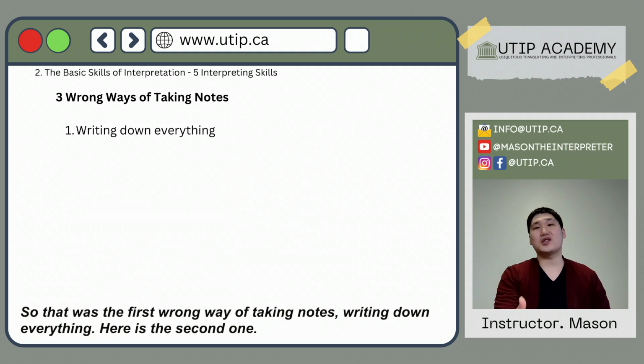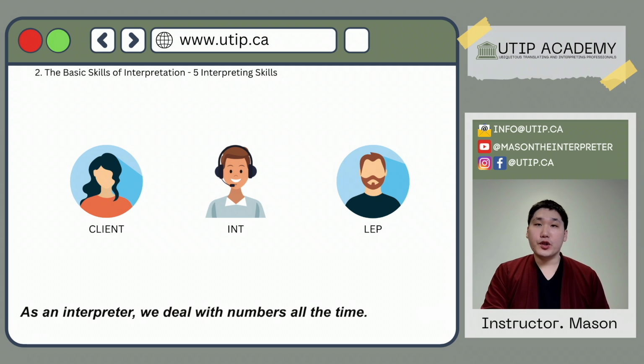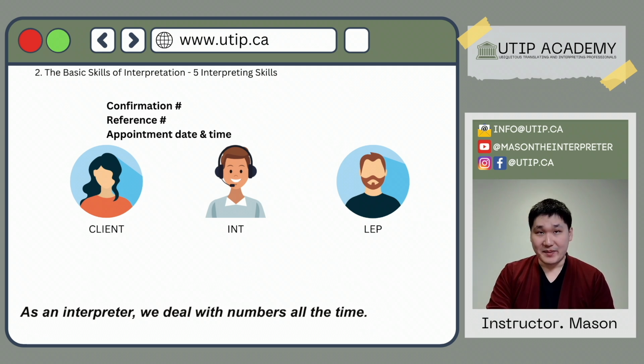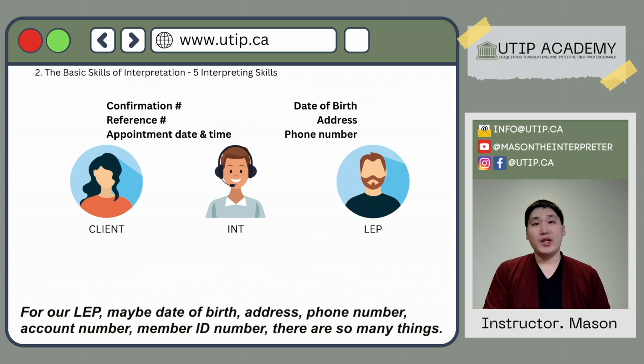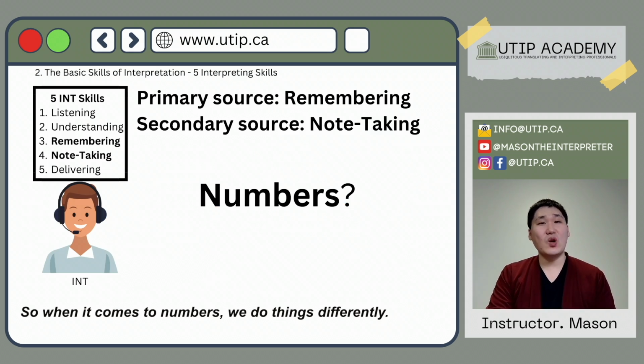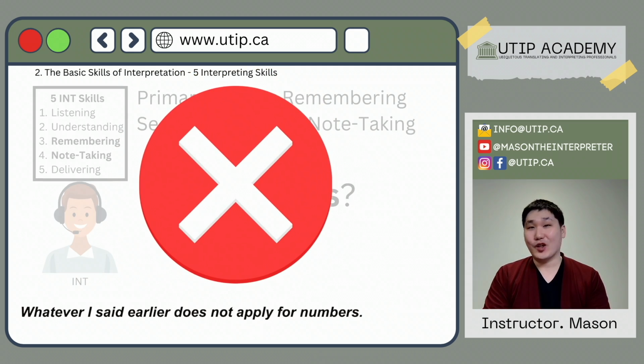So that was the first wrong way of taking notes, writing down everything. Here's the second one, remembering numbers. As an interpreter, we deal with numbers all the time. Maybe the client is providing confirmation number, reference number, appointment date and time, medical record number, all sorts of numbers. For our LEP, maybe date of birth, address, phone number, account number, member ID number. There are so many things. So when it comes to numbers, we do things differently. Whatever I said earlier does not apply for numbers.